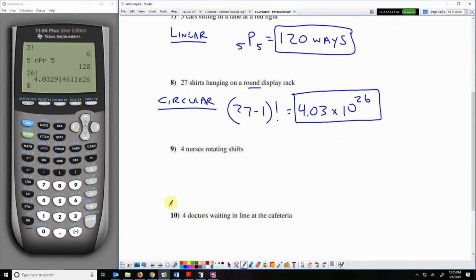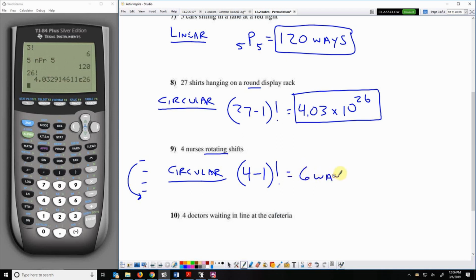4 nurses rotating shifts. So if you've got nurse 1, then 2, then 3, then 4, it kind of appears linear, but once that 4th one is done with his or her shift, the first one is coming back. It's rotating. And so rotating means this is going to be a circular permutation. So 4 minus 1 factorial. That's 3 factorial again, which we've already done. 3 times 2 times 1. There are 6 different ways to arrange them circularly.